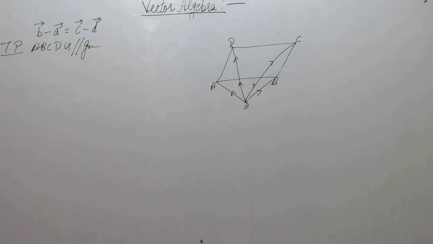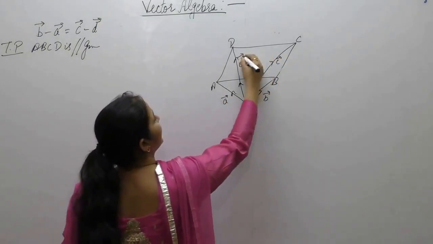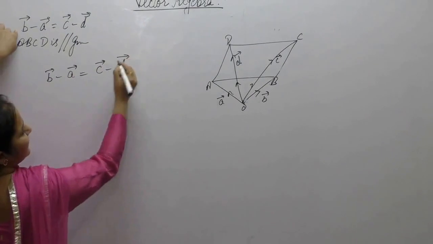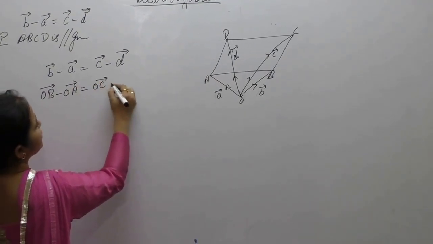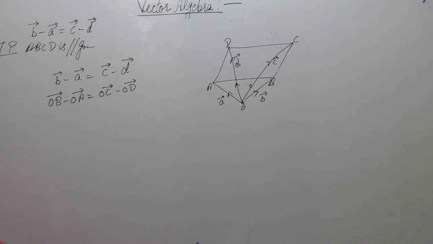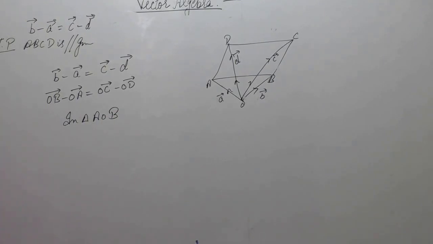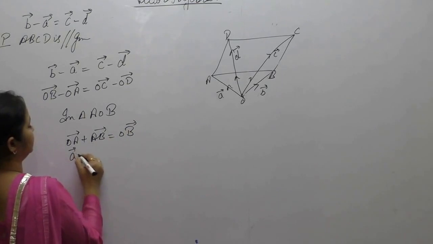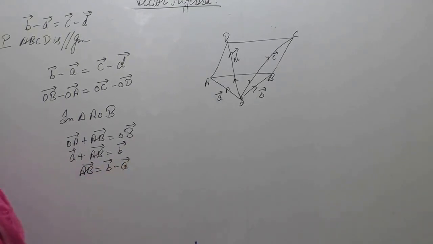O is the point of origin. O, A vector, B vector, this is C vector and D vector. Now we are given that B vector minus A vector is equal to C vector minus D vector. B vector, that is OB vector, minus OA is equal to OC minus OD vector. Now in triangle AOB, AB vector is equal to B vector minus A vector.